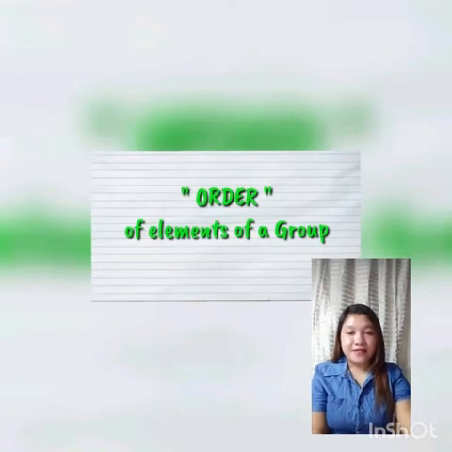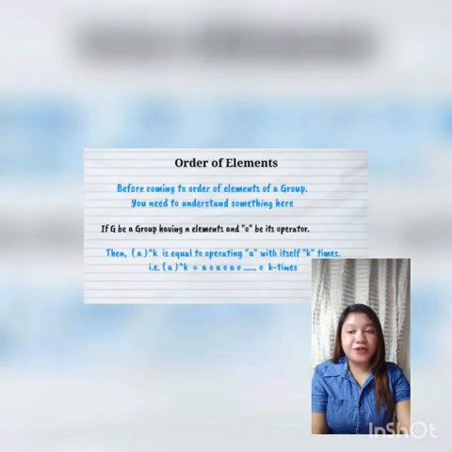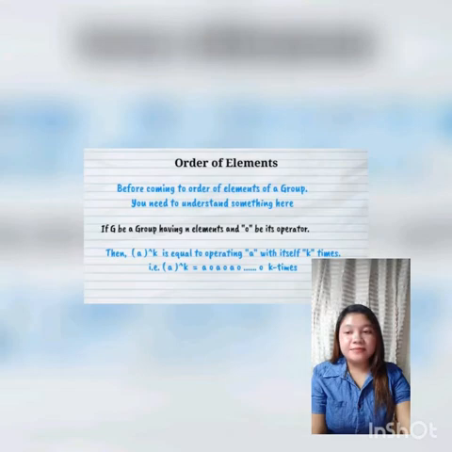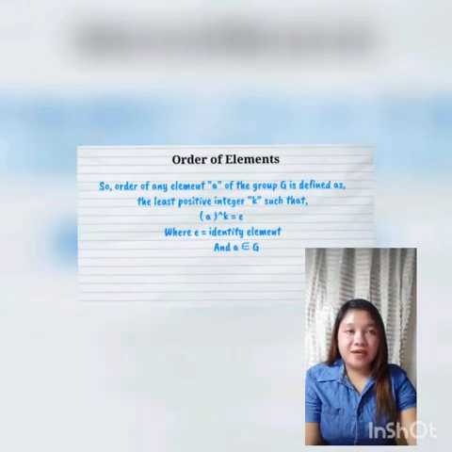Order of element. Before coming to the order of an element of a group, you need to understand something here. If G is a group having n elements and O is its operator, then A to the power of k is equal to operating A with itself k times, i.e., A to the power of k equals A O A ... k times.